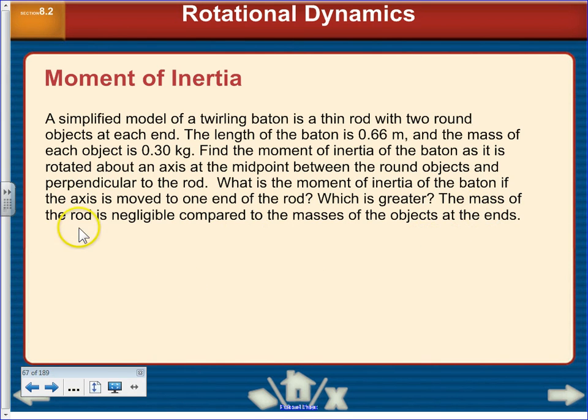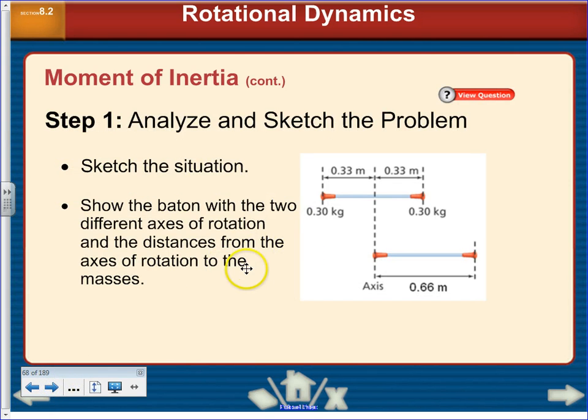We're going to assume that the mass of the rod itself is negligible. In other words, it doesn't weigh a whole lot. We're really just calculating for these objects. Makes the problem a little bit easier.